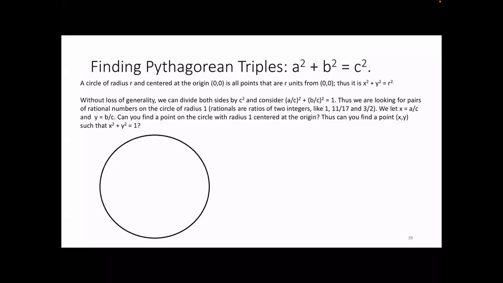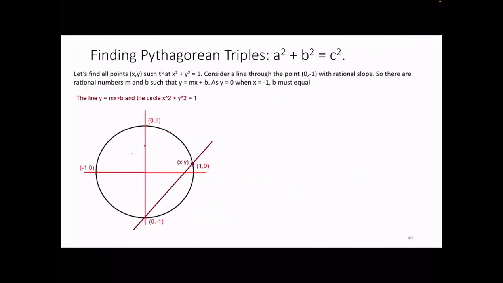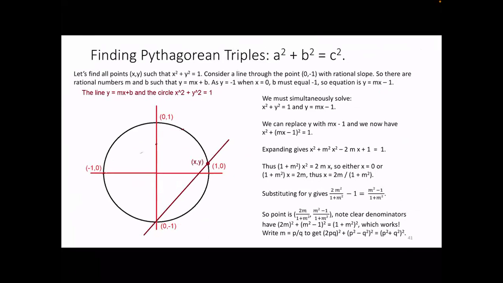And if I can find all the points with rational coordinates on the unit circle, I can find all the Pythagorean triples. It turns out there's a couple of points that are easy to find. These are the points on the axes, (1, 0), (0, 1), and so on. And what you can do is draw a line. Imagine you have a point (x, y) with rational coordinates, and you draw a line from (0, -1) to that point. It turns out that line is going to have a rational slope and a rational intercept. And so you get y equals mx plus b, and x squared plus y squared equals 1.